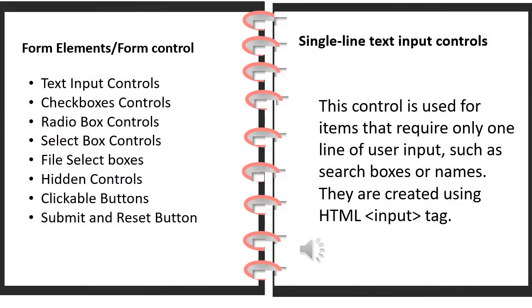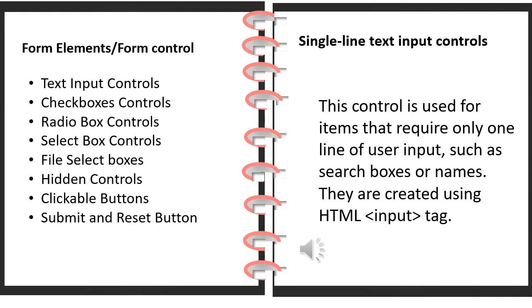To complete an HTML form, we need different types of elements and attributes, called HTML form controls. Under the HTML form controls, there are different types, such as text input control, checkbox control, radio box control, select box control, file select boxes, hidden controls, checkable buttons, and submit and reset buttons.